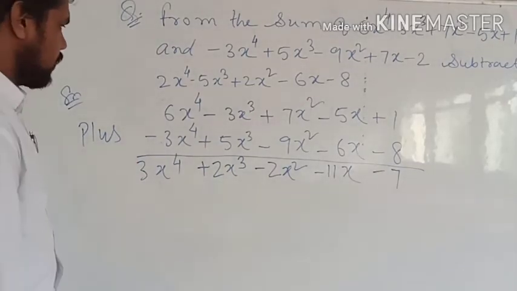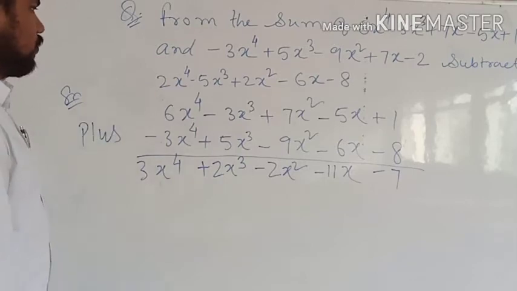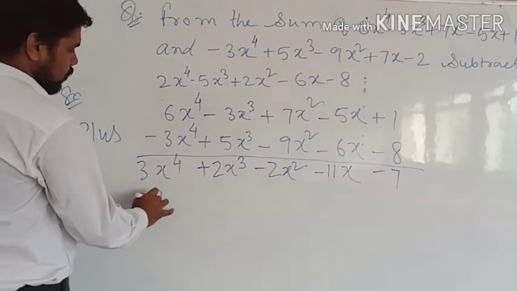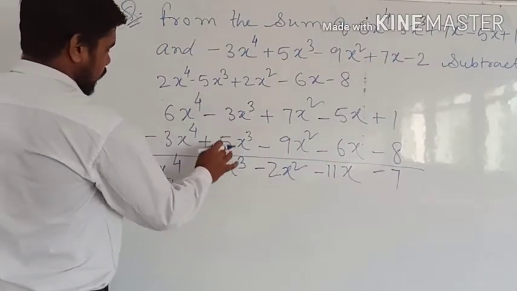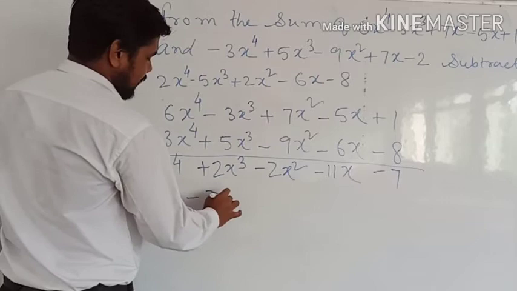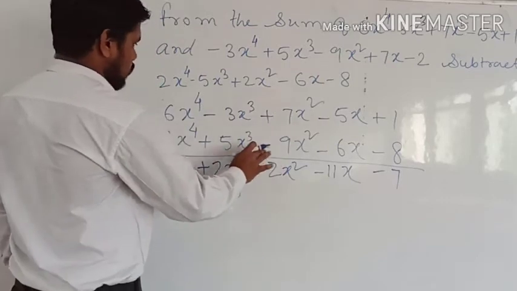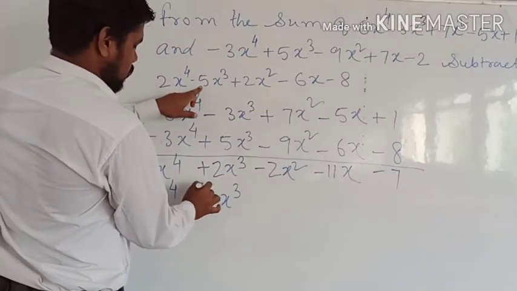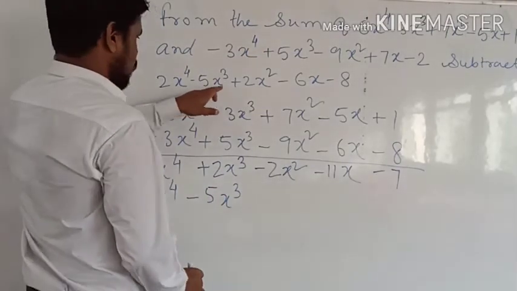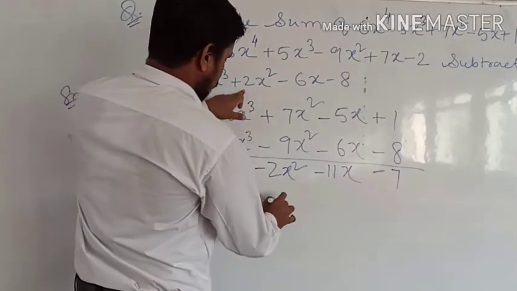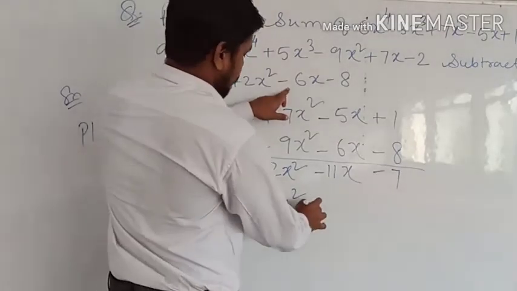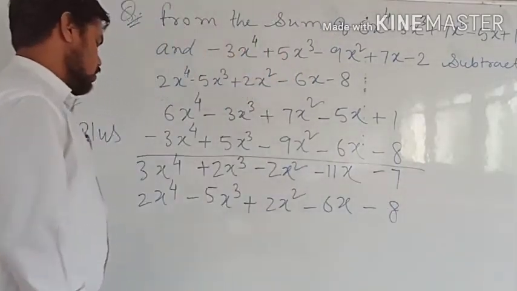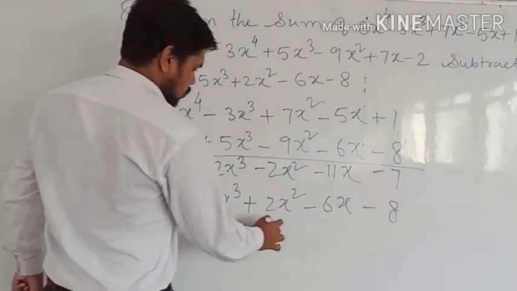Now you have to subtract this much. So if you are to subtract this much, first you have to write this one. So 2x to the power 4, then minus 3x cube, then no, this is not. So minus 5x cube. Now plus 2x square minus 6x minus 8. So now we want to subtract.